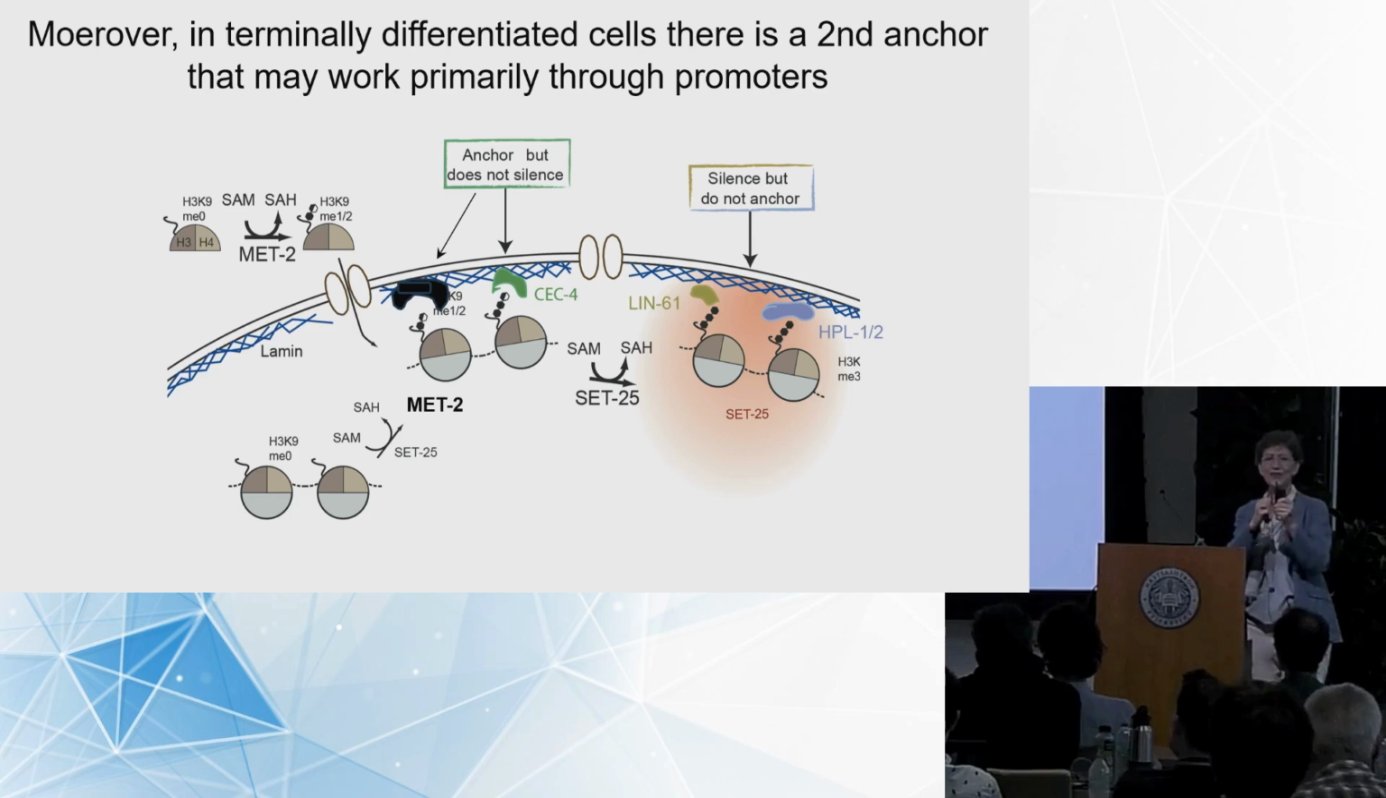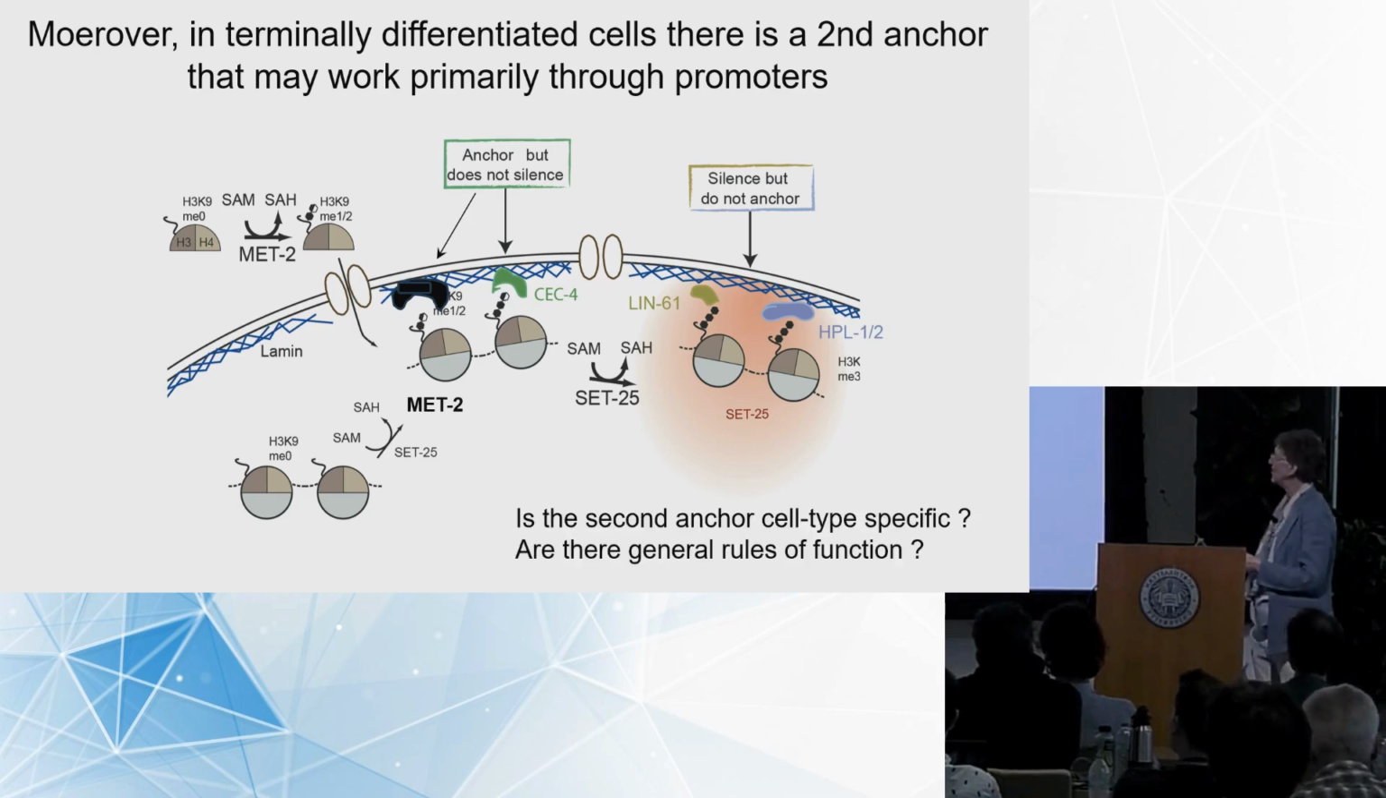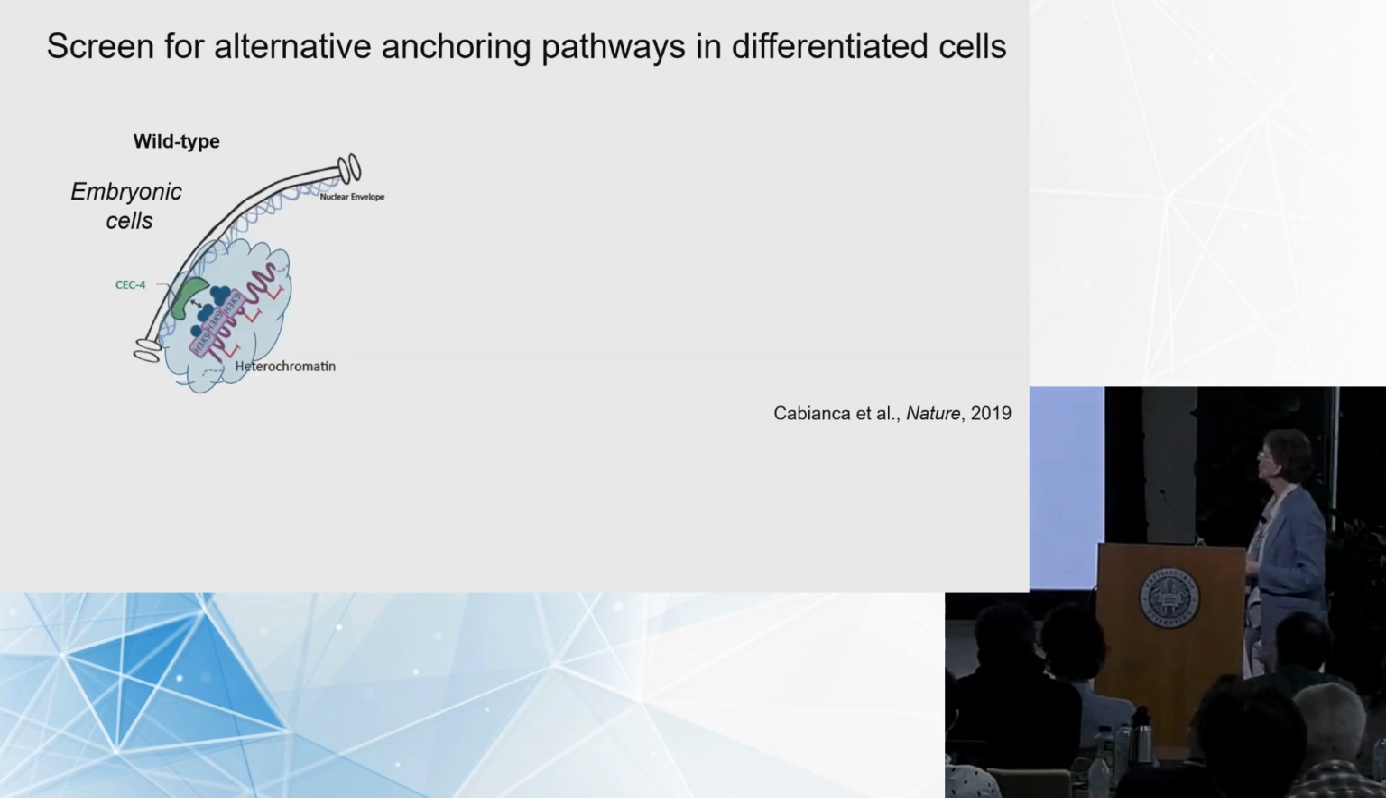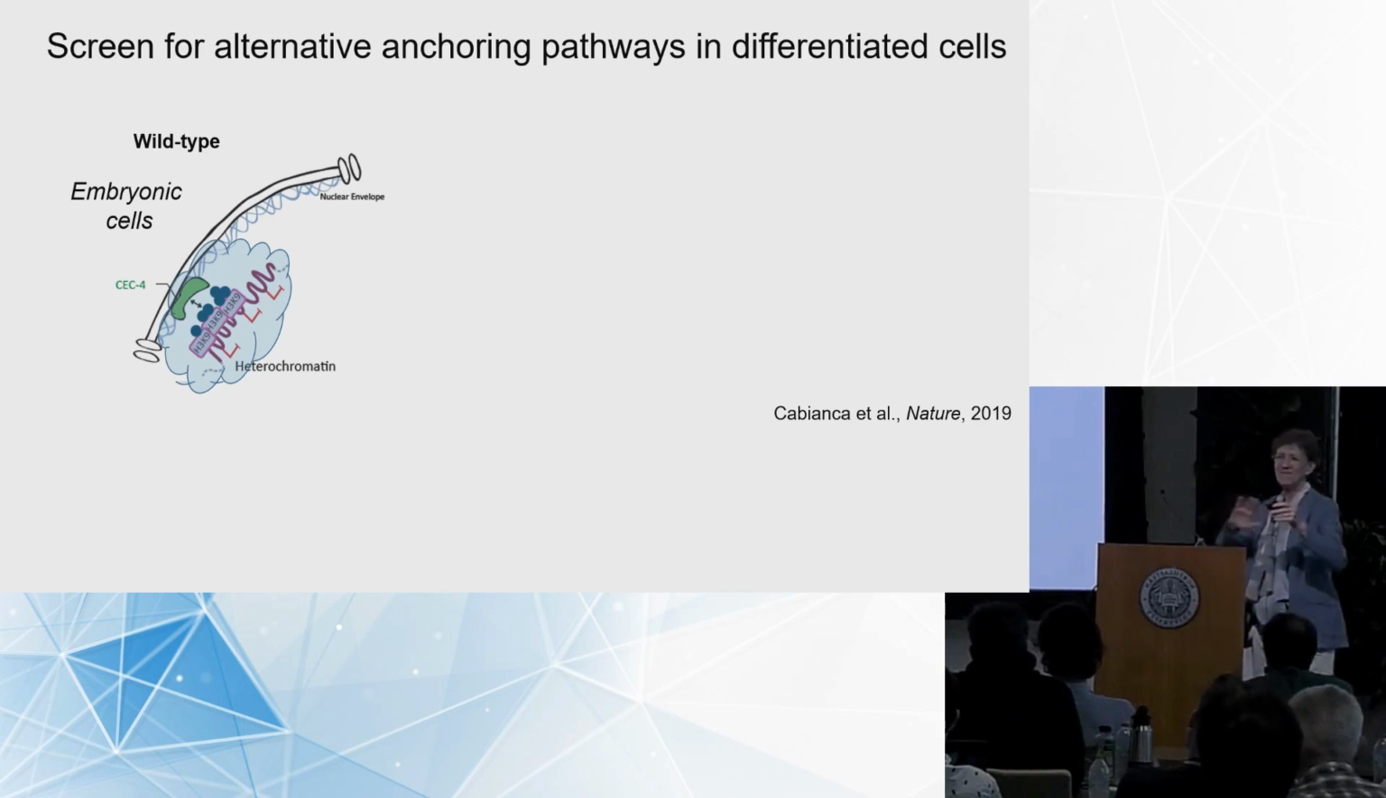The array would be internal in the embryos, and as different cells differentiated into muscle, gut, and neurons, the array went back to the periphery. So this is amazing, because you knock out the anchor and there's still another anchor. So this was clear. There had to be another second anchor. And we wondered if it was cell type specific, whether it happened in every tissue we looked at, and whether there are general rules. So this is just one slide to summarize a very complex story, but I think it's important. As I said, in embryonic cells, the CEC4 recognizes the K9 methyl and sequesters it clean, right?